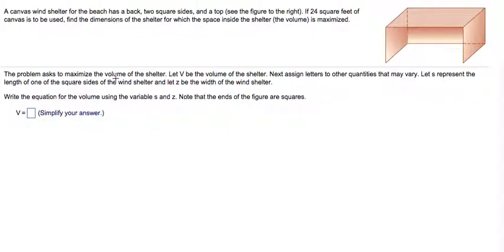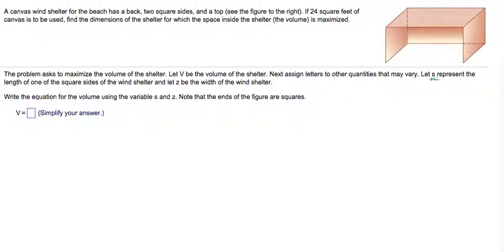So the problem is to find the volume of the shelter. Now in this problem it's broken down for you step by step. That's partly to make sure you're following the right process for doing these problems. V is going to be the volume. Next, assign other letter quantities that may vary. They're doing this for us because it's the only way for them to break it down step by step, as if they assign the letters.